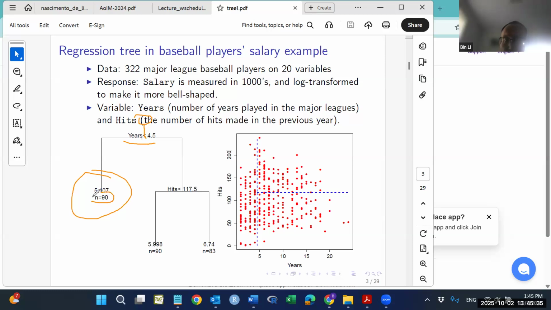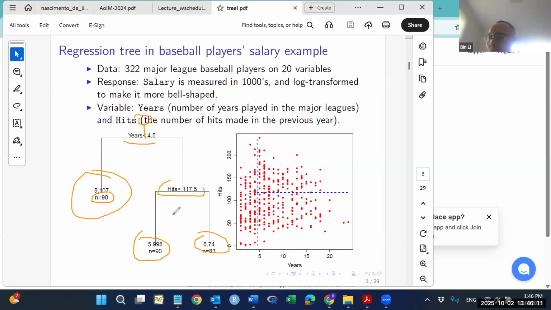And we have 90 players. Okay, and if the number of years is no less than 4.5 years, then we have a further split at the number of hits that played in the previous year. Okay, if the number of hits in the previous year is greater than or equal to 117.5, we have 6.74. But if it's less than, we have 5.99. So you can see that's a tree model.